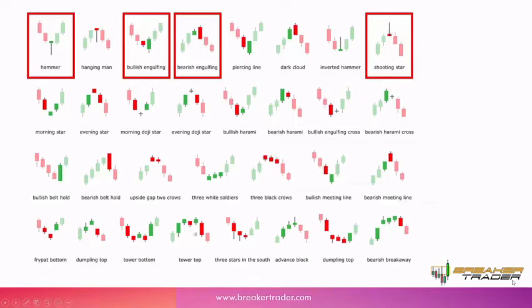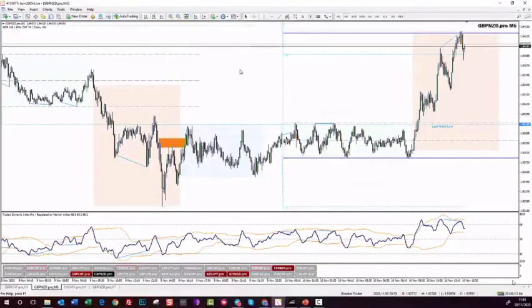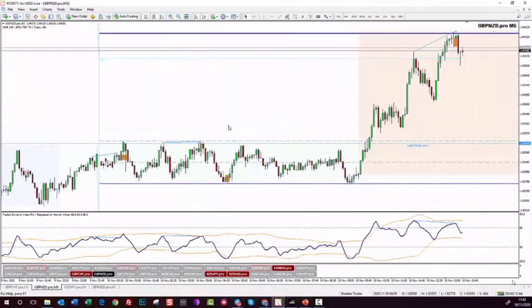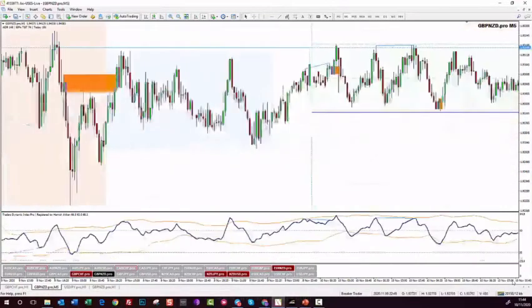All right. So let's have a quick look at. Actually, let's quickly look at some charts. See if we can spot some. So let's zoom in here and have a look. See if we can see some hammers and shooting stars on the chart.